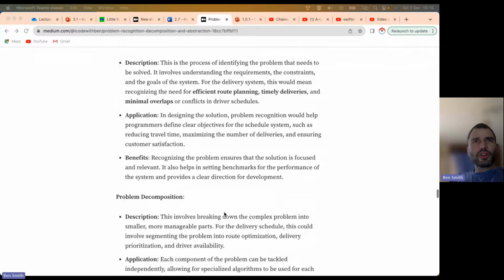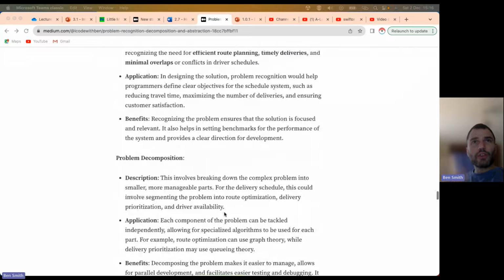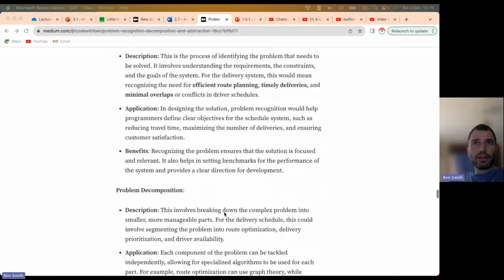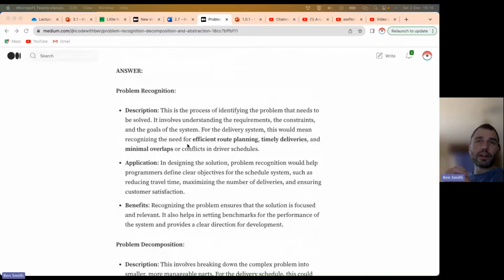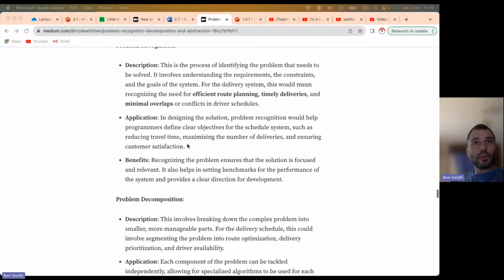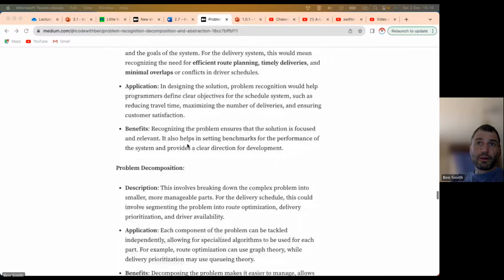So once you've decided what the problem actually is, once you've recognized it and described it, so we can identify the issues, figure out what things are needed in this new system, and then how we're going to apply it and the benefits of it. Then you need to come on to describing how you decompose that.